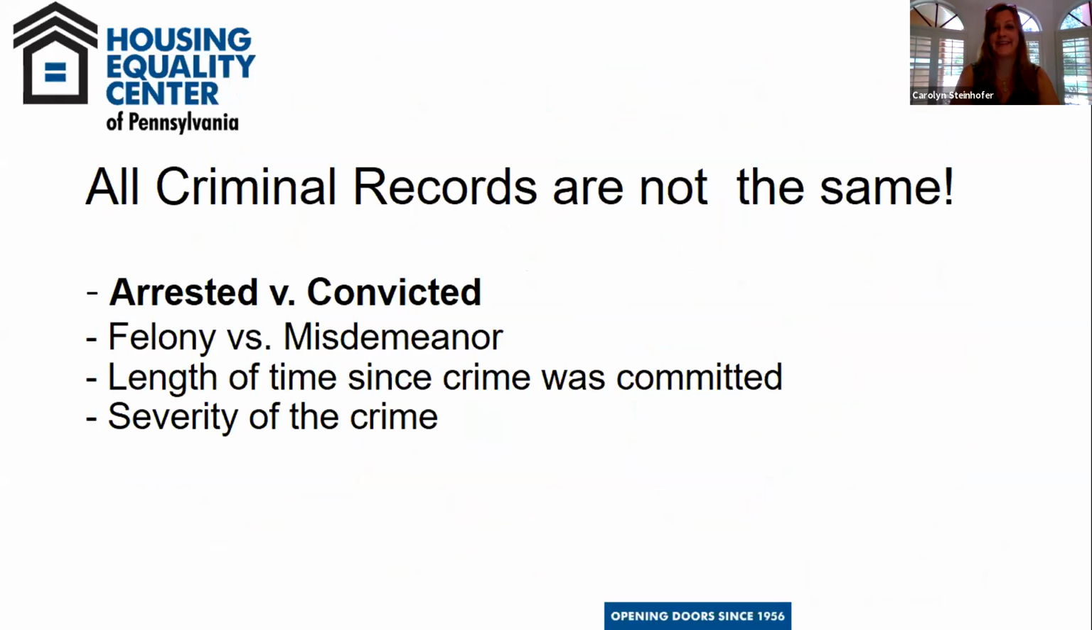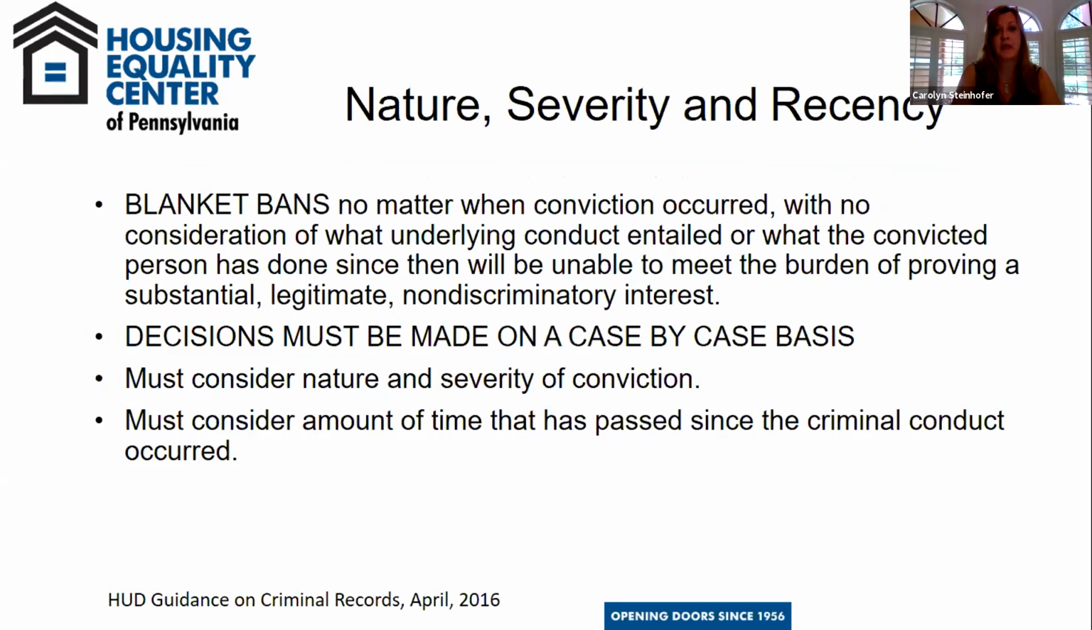So over 95% of these inmates are going to be released at some point, and they're going to be applying for housing. So we need to consider that all criminal records are not the same. You have to look at, has someone been arrested or have they been convicted? That's not the same thing at all. Do they have a felony? Do they have a misdemeanor? Perhaps it's just a summary offense. What's the length of time since the crime was committed? And what's the severity of the crime?